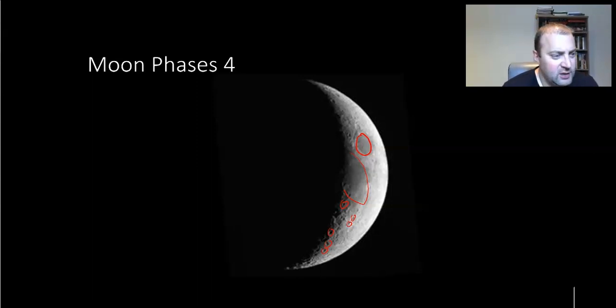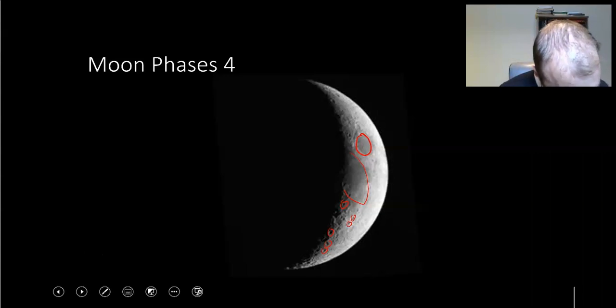Now, as a side note, it's worth picking up that even in the different phase, we're starting to see that little circular-shaped mare and possibly the crab claw mare in the same position that they were at on the full moon. So we're still looking at the same side of the moon, even though a different portion of it is being lit up right now. So that's something worth noting there.